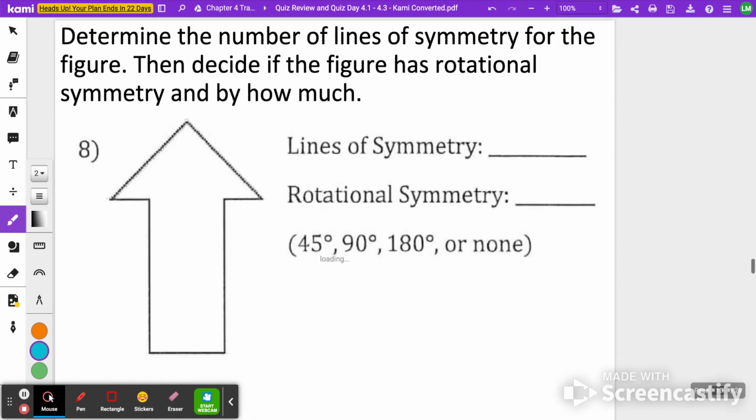Number 8. I also saw that this one had a line of symmetry, but there's only one line of symmetry, just right down the middle. And for rotational symmetry, there is none because in order to have that shape be the same thing, I would have to rotate it 360 degrees. So we would just say no for that one.